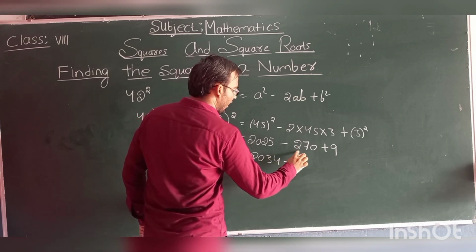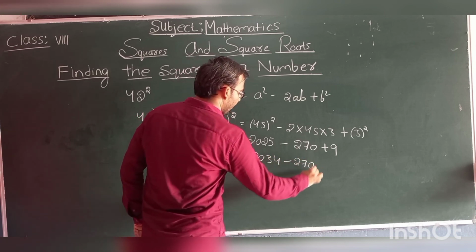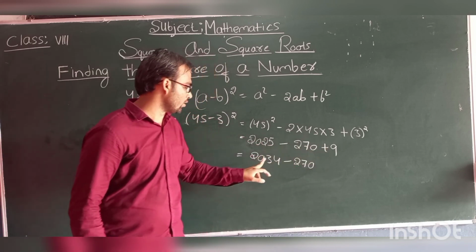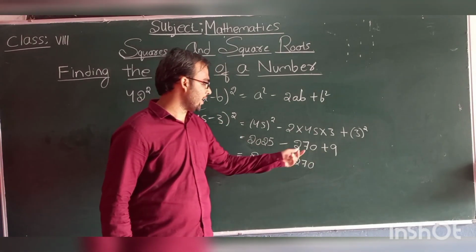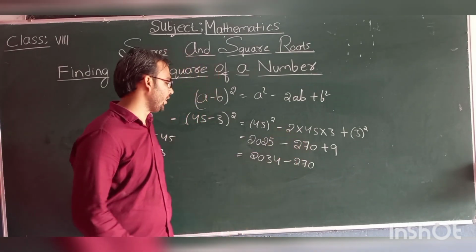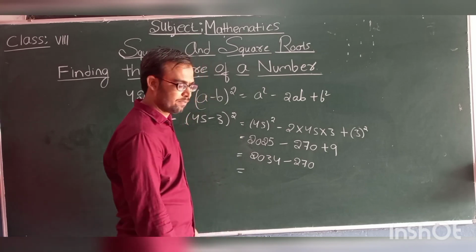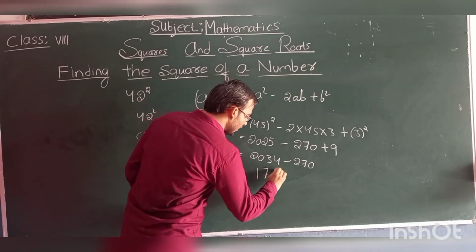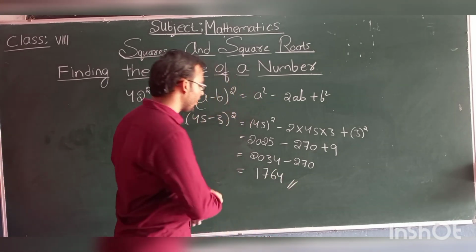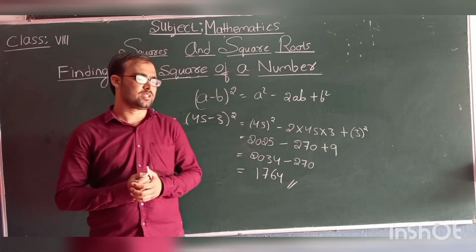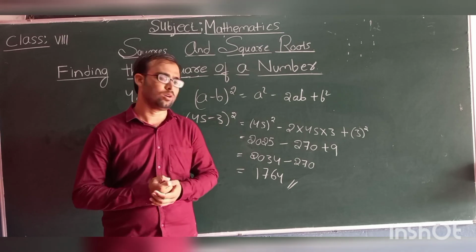2034 and this is 270. Okay. So 2025 plus 9 is what? 2034 minus, and we have written as it is, that is 270. Okay. So when we subtract 270 from 2034, so what we are getting? 1764. Okay. So this is one of the ways to find the square of any number using the identity, that is (a minus b) whole square.